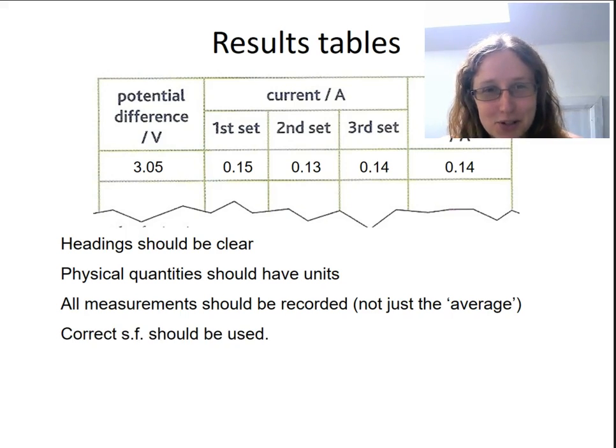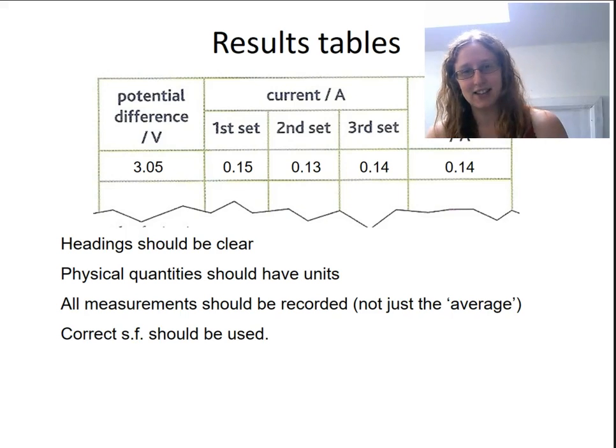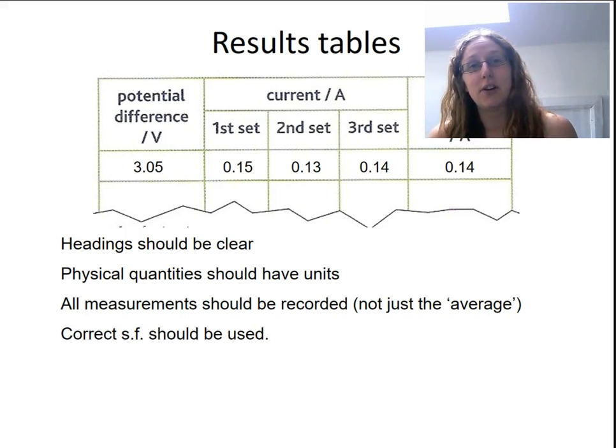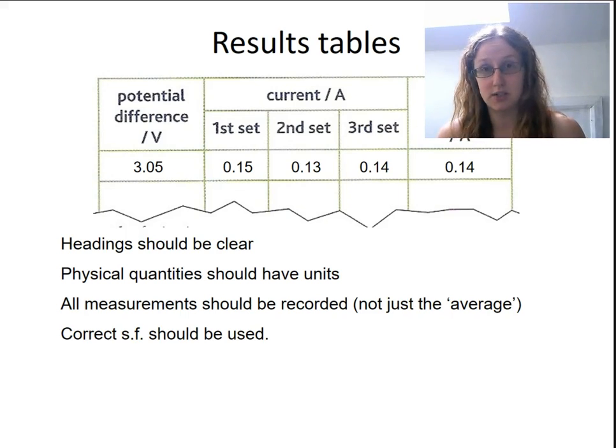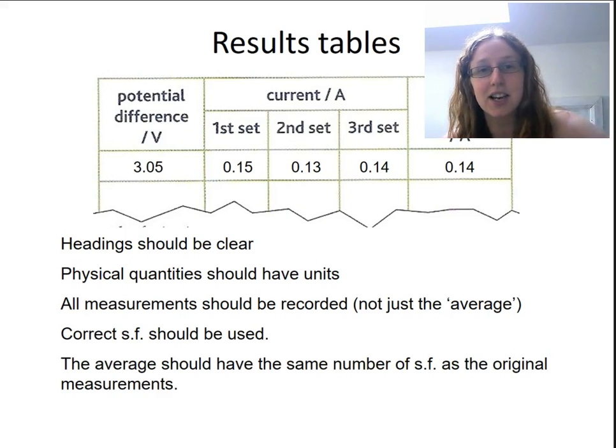Correct significant figures should be used. Right, you're going to hate this, but here goes. So, if it is a recorded value, so something you've measured, you need to write down all the significant figures that you can from your measurement. So for instance, with this one, we would have used an ammeter, so you just write down everything that's on the ammeter. Now, for the calculated value, the average, it has to have the same number of significant figures as the smallest number that was used to calculate it.